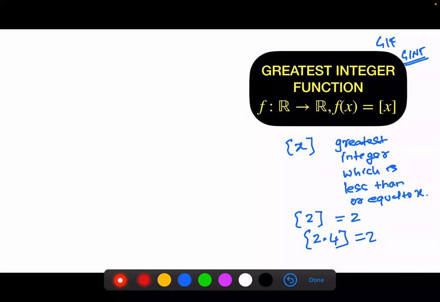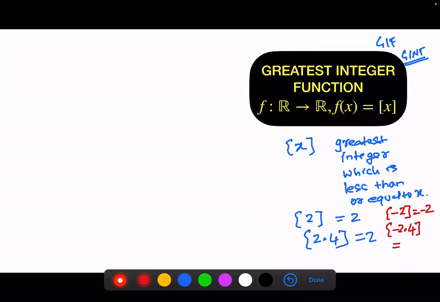So suppose if I have minus 2, it will give minus 2. But suppose if I have minus 2.4, what do I get? Guys, what do you think I'll get with minus 2.4? Harsha, did you say minus 2 or minus 3? Minus 2, sir. Okay, is minus 2 smaller than minus 2.4?